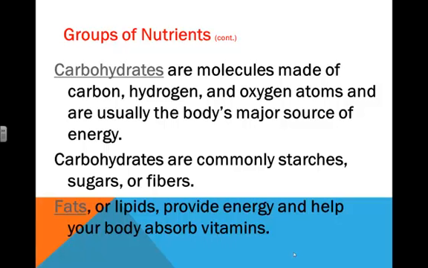Then there's fats. Remember, a diet is not good if it leaves out any of these 6 important, vital nutrients of our body, including fats. Fats, remember, are lipids. That's their scientific name, and they provide energy. They also help your body to absorb vitamins, and we're going to get into some of the need of vitamins.